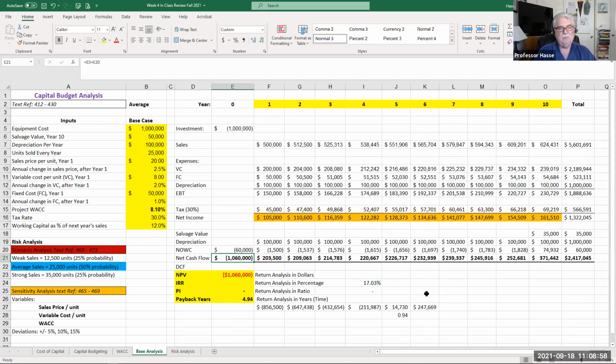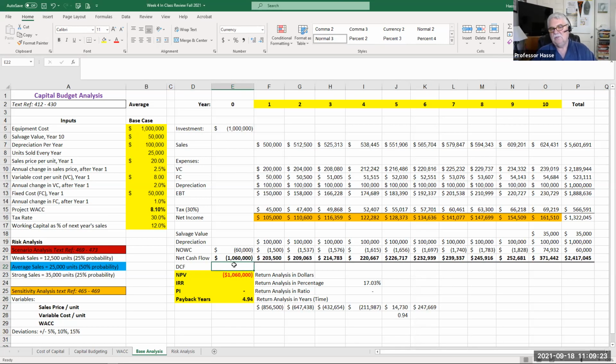That's when we have the 4 different methods of determining return on investment. Net present value, return in dollars. Internal rate of return, return in a percentage. Profitability index, return in a ratio. Payback, return in years, time. And now our job is to determine those.